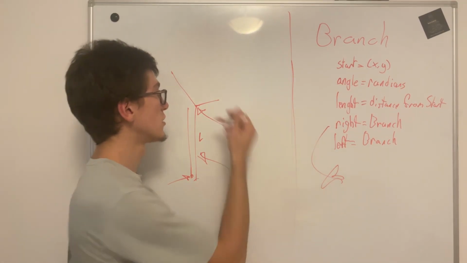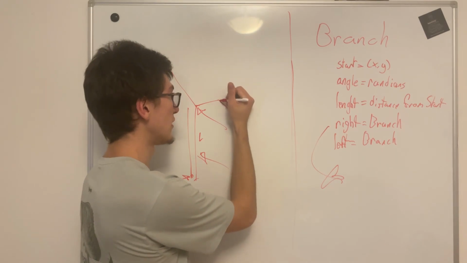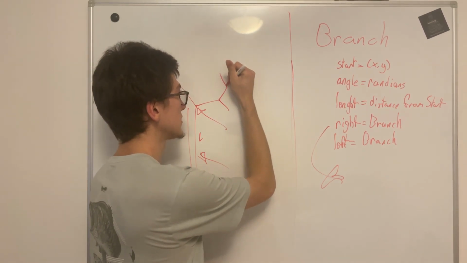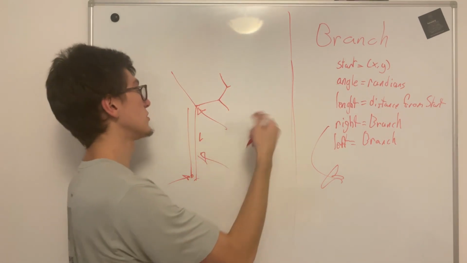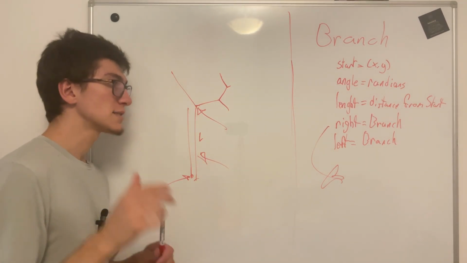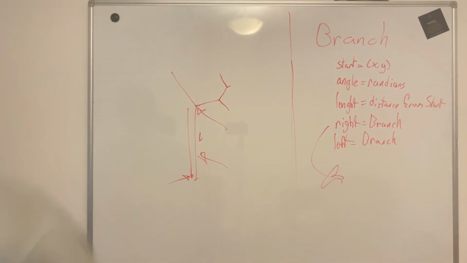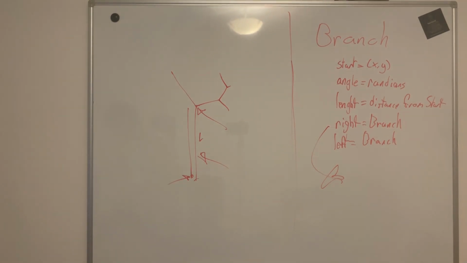So this is a branch, then you would have something like this, and then something like this, and so on and so forth. That's pretty much the goal. So we'll start coding this and see where we get with that.